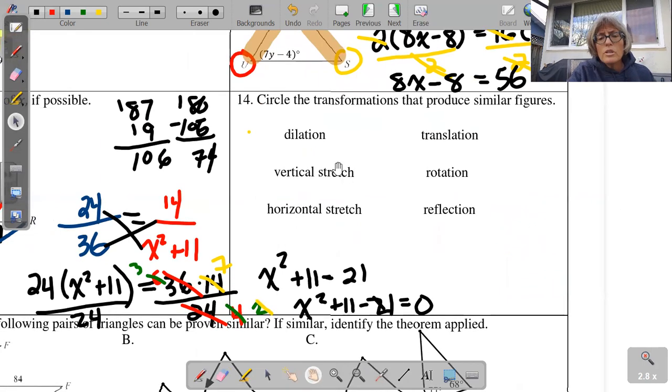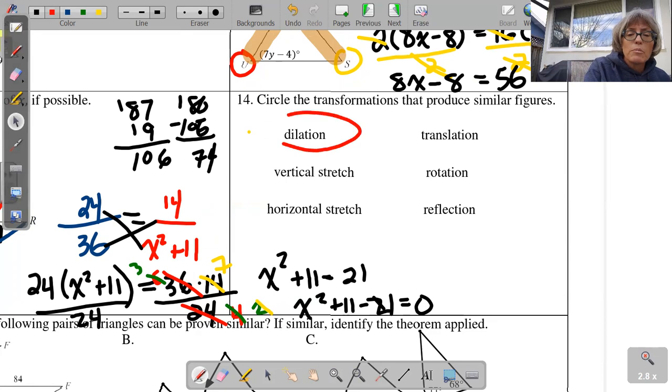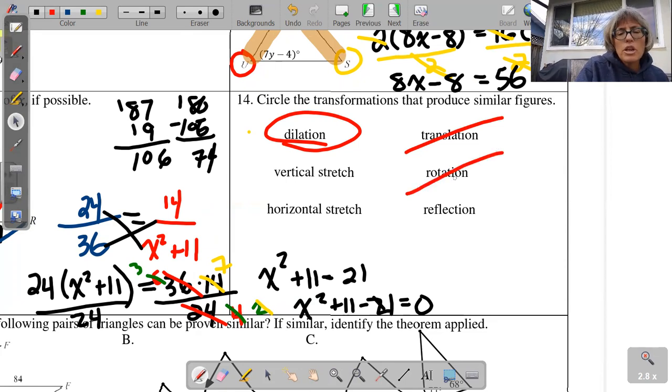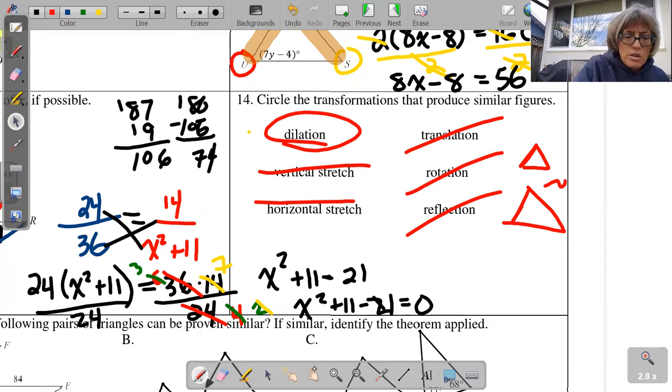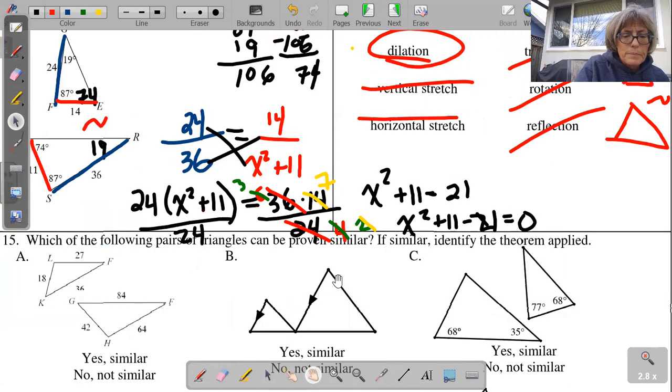Circle the transformations that produce similar figures. Similar figures, same shape, different size. So that would be dilation only because it makes it larger or smaller. Translation gives you congruent. Rotation gives you congruent. Reflection gives you congruent. And the stretches do not give you either. So dilation is the only thing that gives you same shape, different size, which is the definition of similarity.